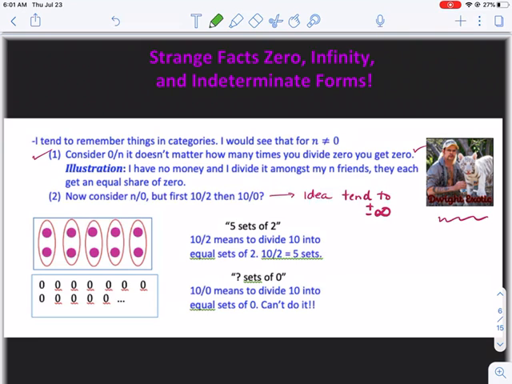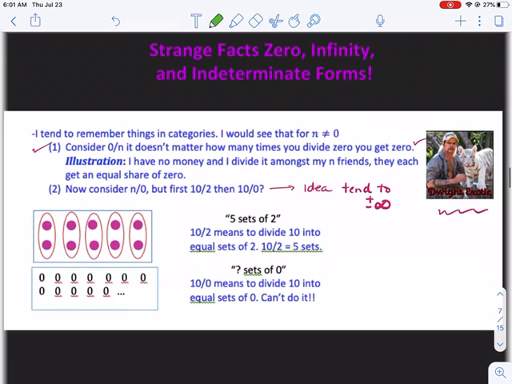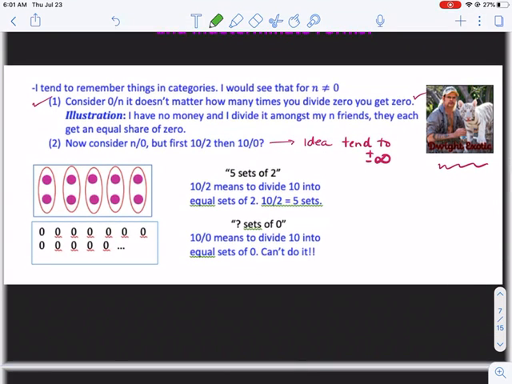So I have no money, and I divide it amongst my n friends. They each get an equal share of 0, so it makes sense and follows the rules of mathematics. If I consider n over 0, n divided by 0, first I'll take a look at 10 divided by 2, and then 10 divided by 0, because n could be any number except 0. In this case, 10 divided by 2 means to divide 10 into equal sets of 2, so we would have 5 sets of 2.